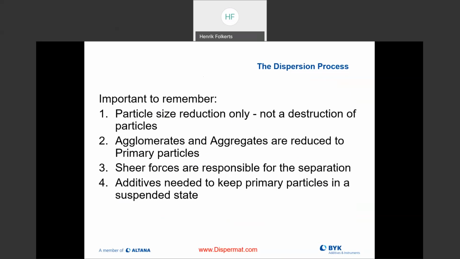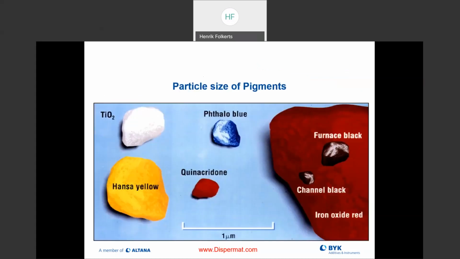And we use the shear forces to achieve that. And these are really responsible for that separation, to break up these binding forces. Then at the end, when we achieve that, we want to use additives to basically keep our primary particles or aggregates, depending on how small we go down, in a suspended state so they don't settle out. That's the last part. That's the most critical component in the dispersion process.